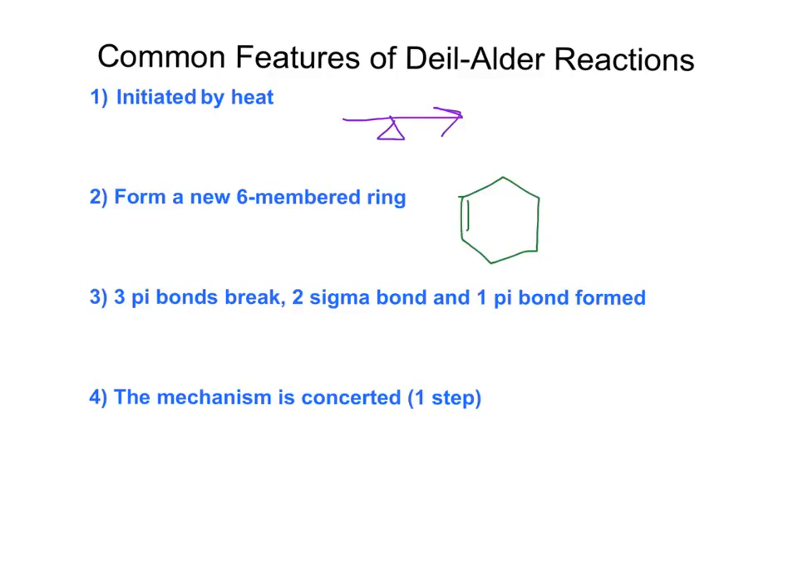The most important part of a Diels Alder reaction is the mechanism itself. So if you have a molecule like this with 2 alkenes and another alkene over here, all 3 pi bonds break and you form 2 sigma bonds and 1 pi bond. That's important because with the sigma bonds forming, you get a more stable structure. Now all of this happens in one step. It's a concerted reaction, so it's rather quick.